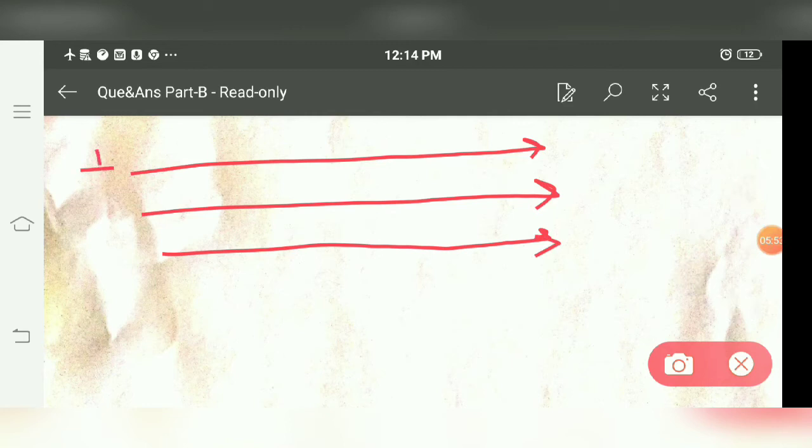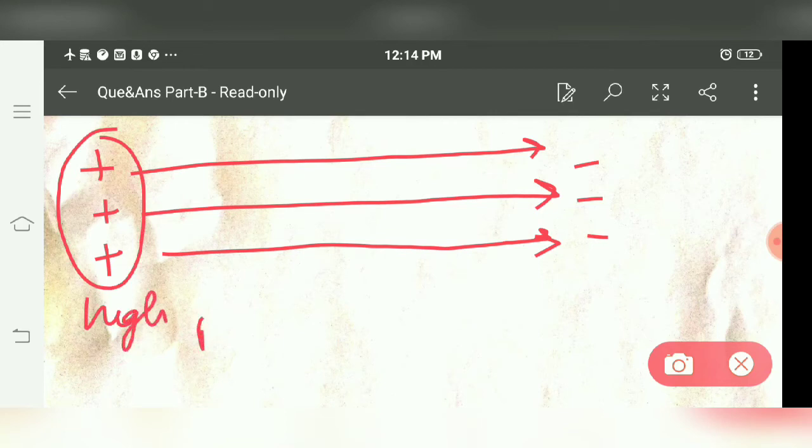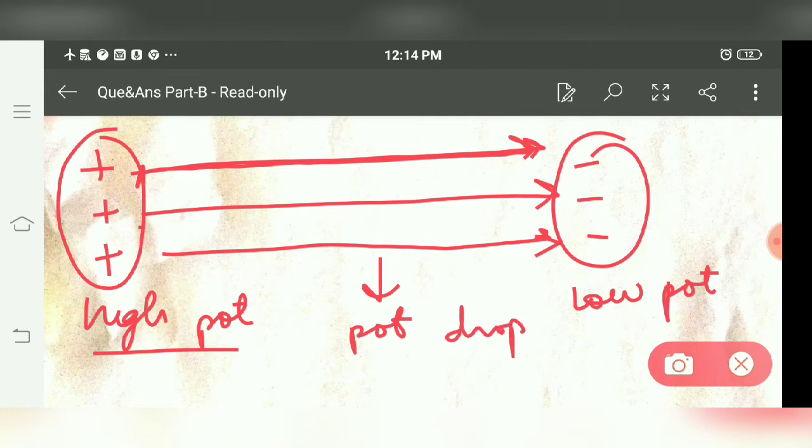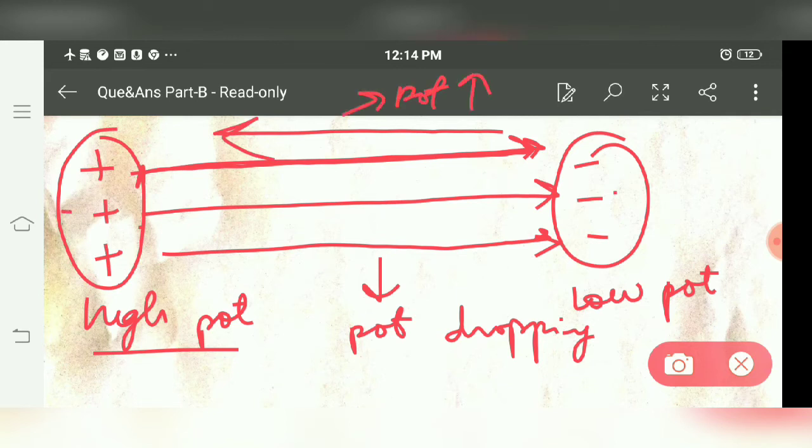force are always from positive to negative direction. So positive, this is at high potential, this is at low potential. So if we move along the electric field lines to the other end, it's moving from high to low, so potential is dropping. If we are moving against the electric field, meaning we are moving in this direction from low to high, then potential is rising.